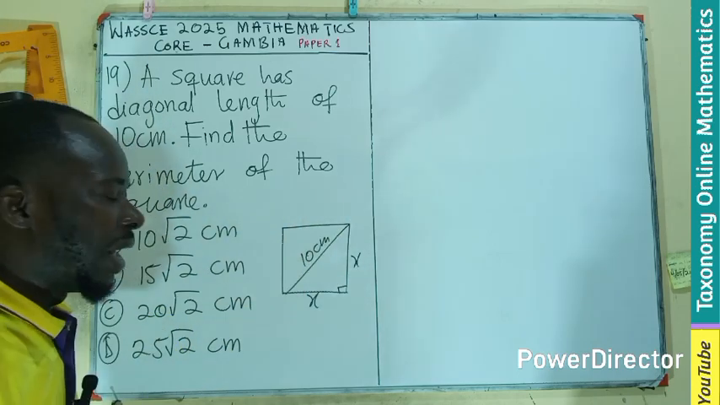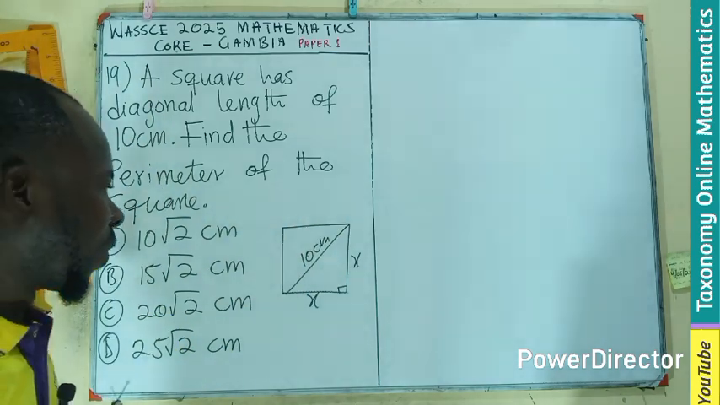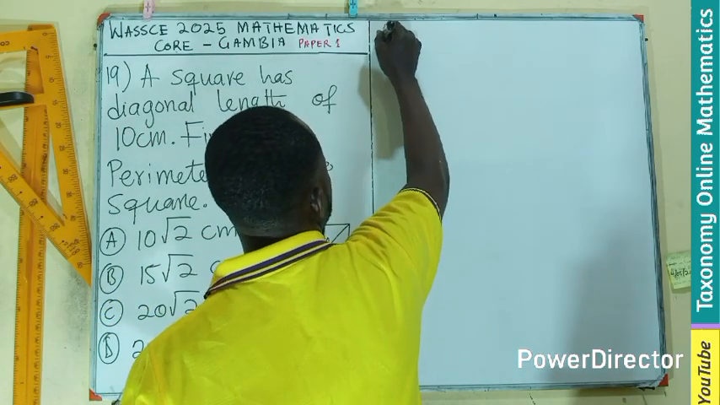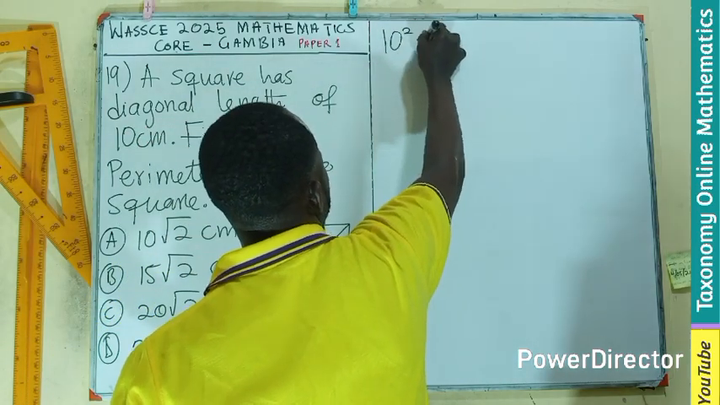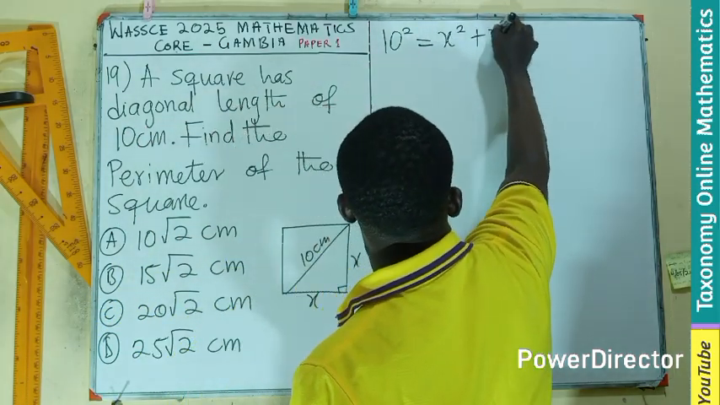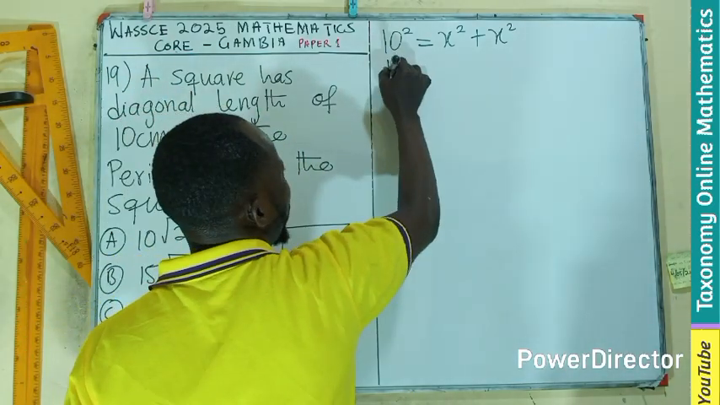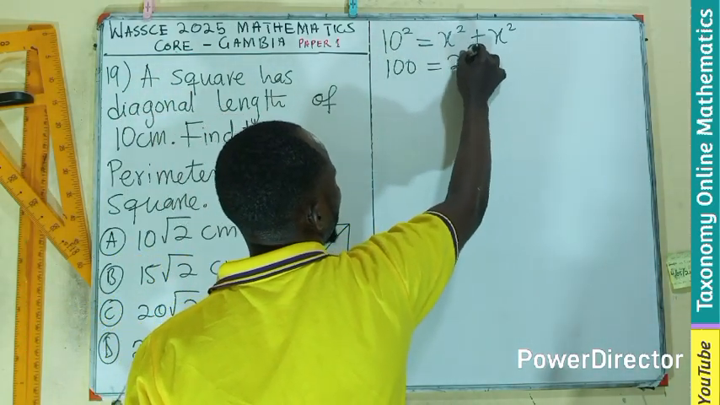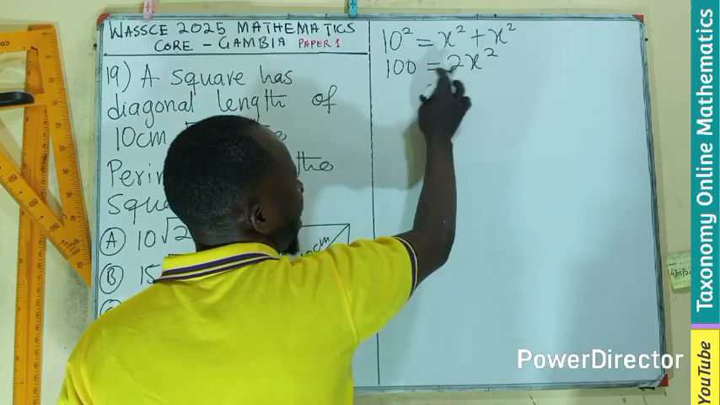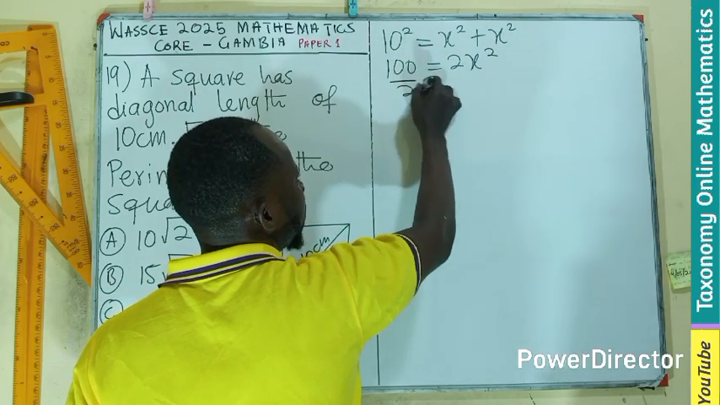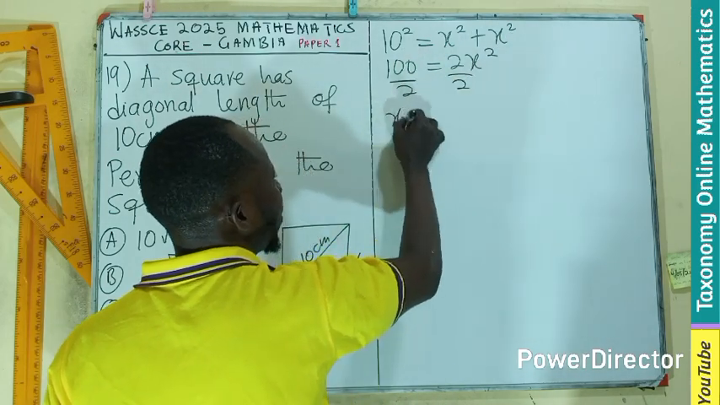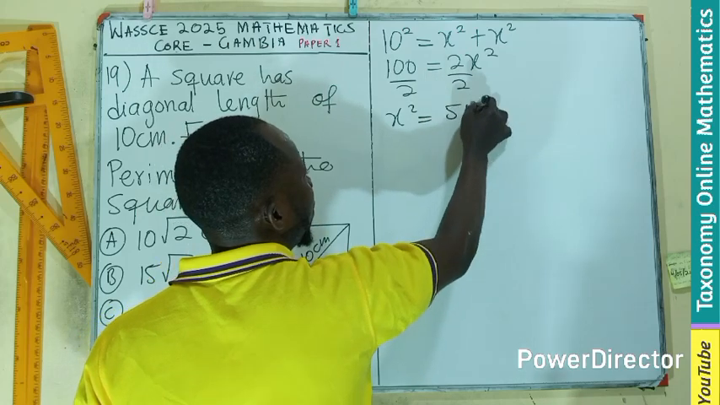This becomes a right angle triangle. So I can use Pythagoras theorem: 10 squared equals x squared plus what? x squared. Then that will give you 100 equals 2x squared. Let's divide both sides by 2. Your x squared will become 50.